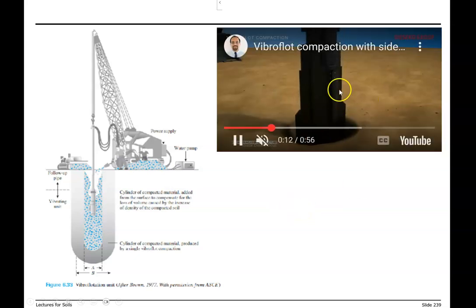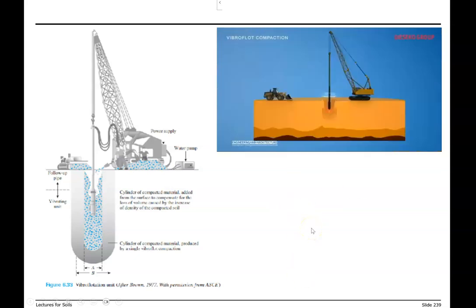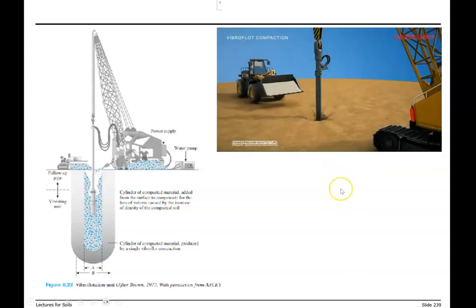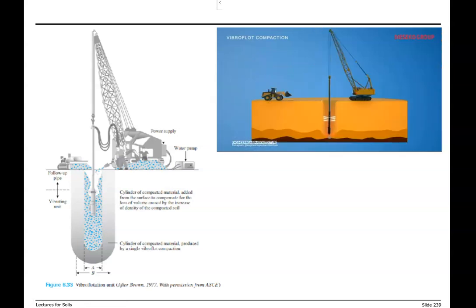So again, this is an example of vibro flotation, which has the combination of vibration and heads of water. Both of these help with the movement of aggregate, and then additional material needs to be added to fill out the space that is caused by the vibro flotation.